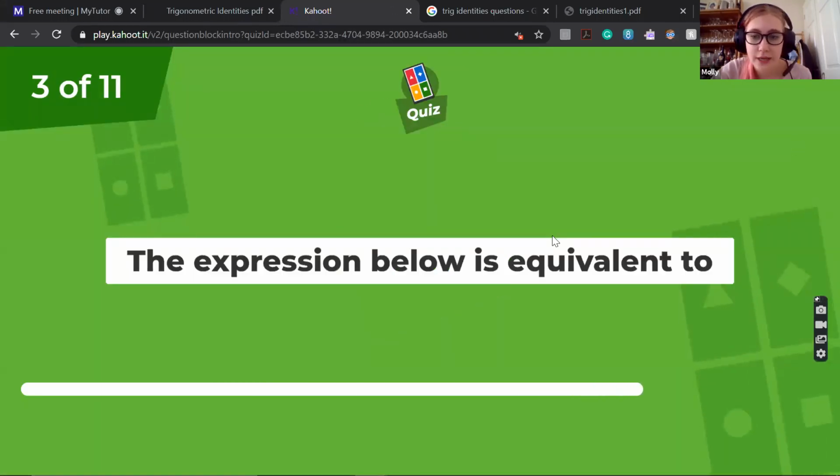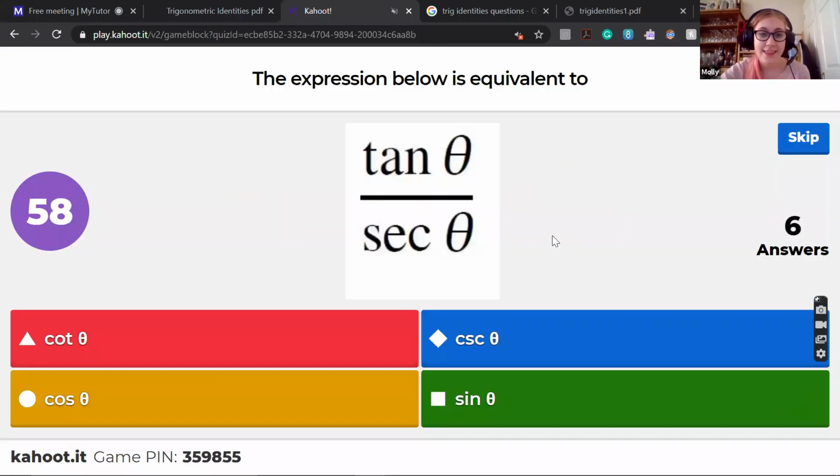So what about this one here? We have tan theta over sec theta. So think about what sec theta is, rewrite that. And you might need to use your rules about dividing fractions, so keep, change, flip. Okay, I think most people have got in, so I'll skip.